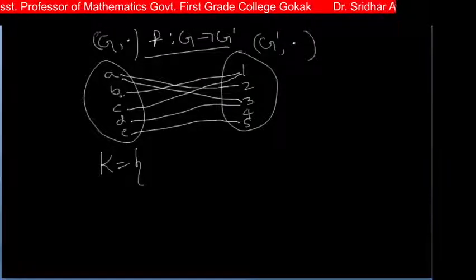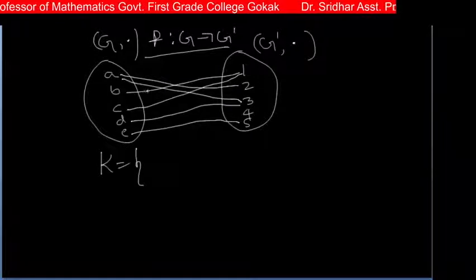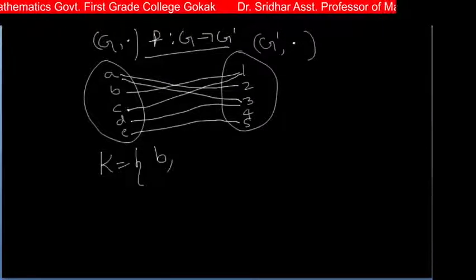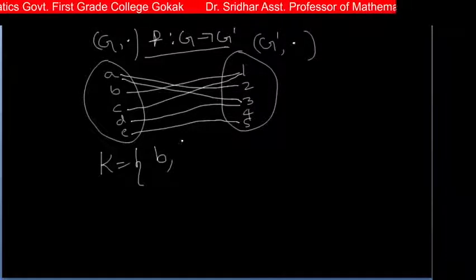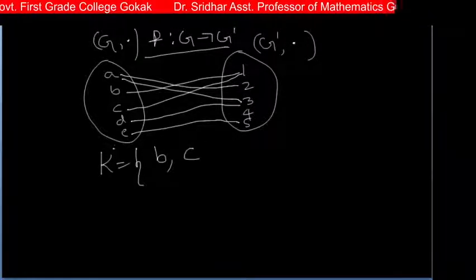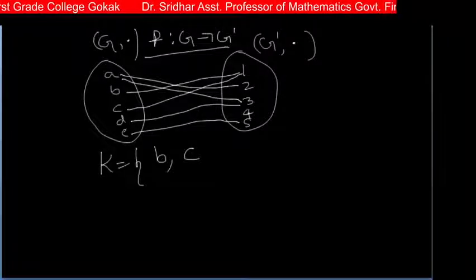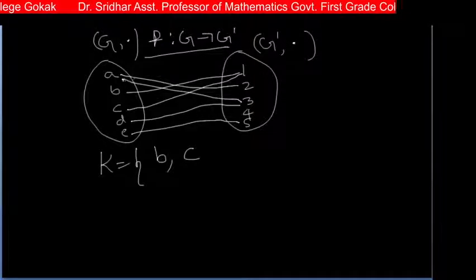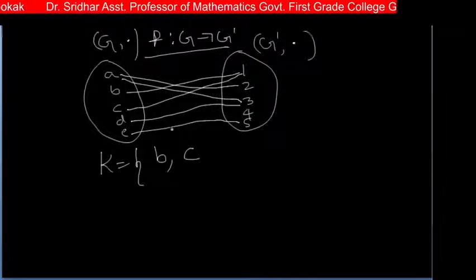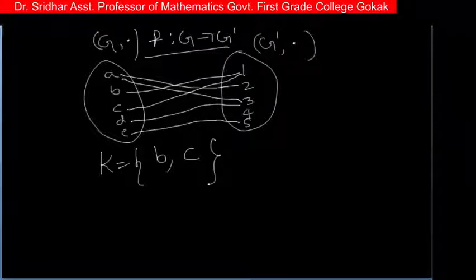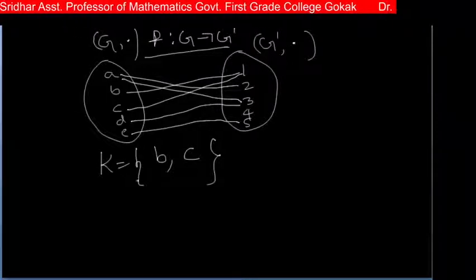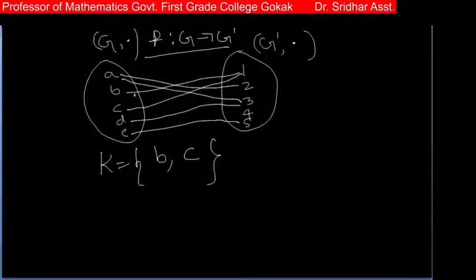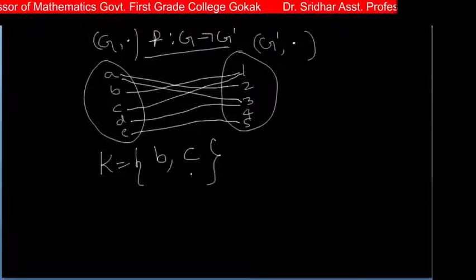So now check the elements. B is having the image 1, yes, group that B. Next C, C is again having the image equal to 1, so C. Next check D. D is having the image 4, no, it will not come. Next E is having the image 5, it will not come. A is having the images 2 and 3, therefore it will not come. So only the kernel is a subset containing the elements B and C, because the images of B and C are equal to 1.